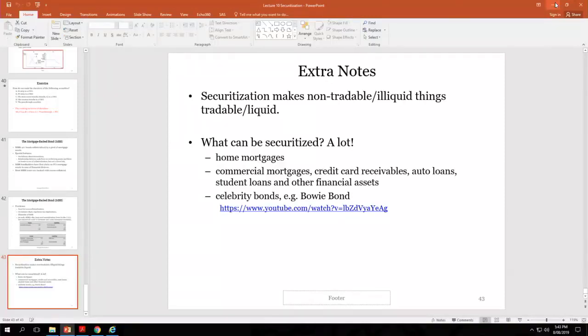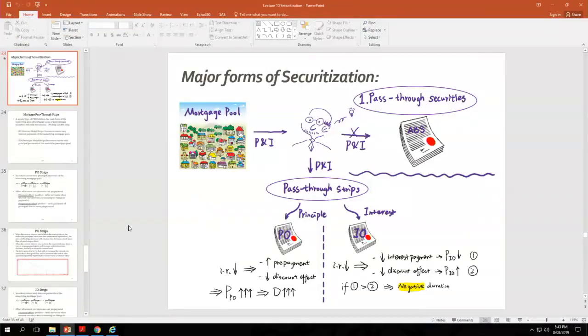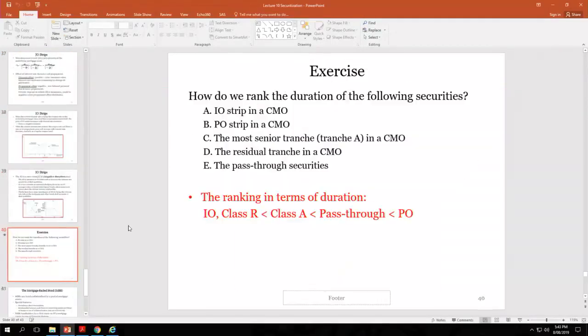You're confused about that? The PO and the duration? PO has a greater duration than pass-through. Pass-through is principal plus interest, while PO is just principal, and its amount is much larger. You mean the interest can offset the effect of the principal?